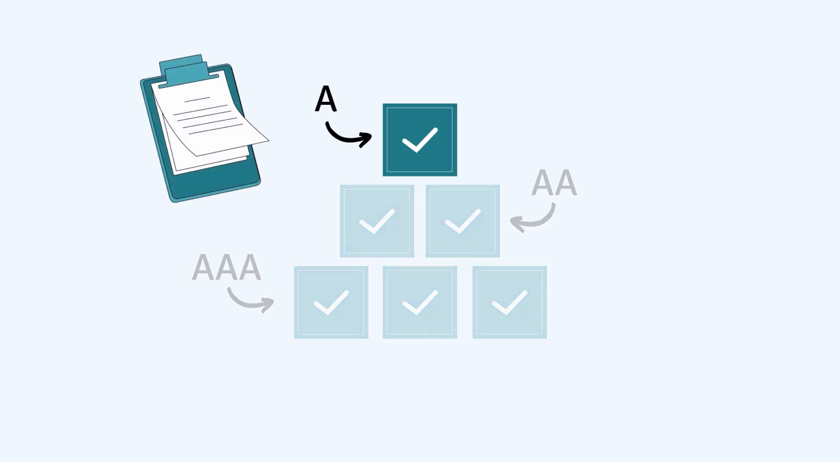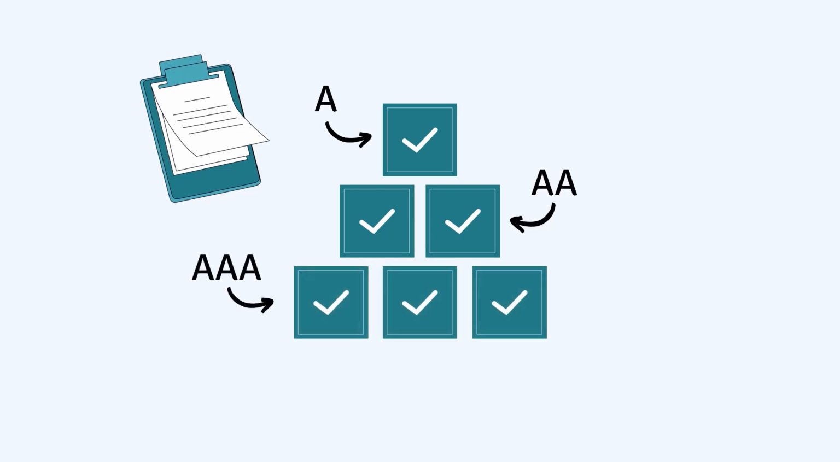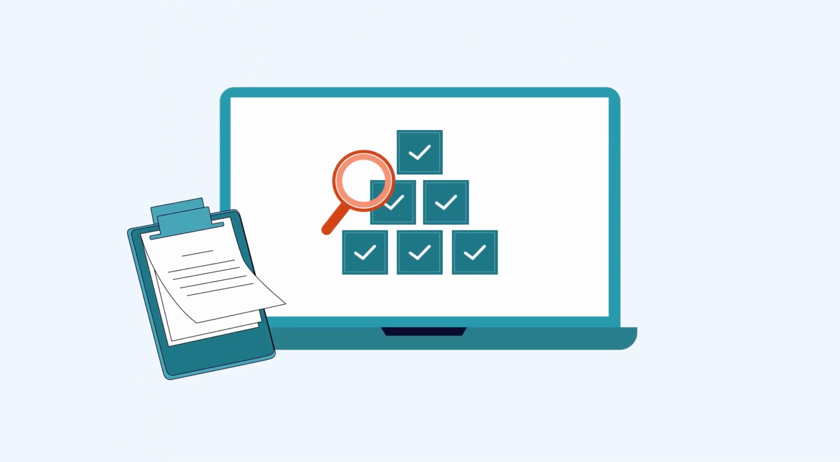WCAG has 3 levels of conformance: single A, double A, or triple A. Meeting the single A criteria provides a minimum level of accessibility. This can be improved by meeting the double A criteria, and again by meeting the triple A criteria. We aim to be double A conformant as a minimum. We'll provide some resources to help you get your head around WCAG in the course material.